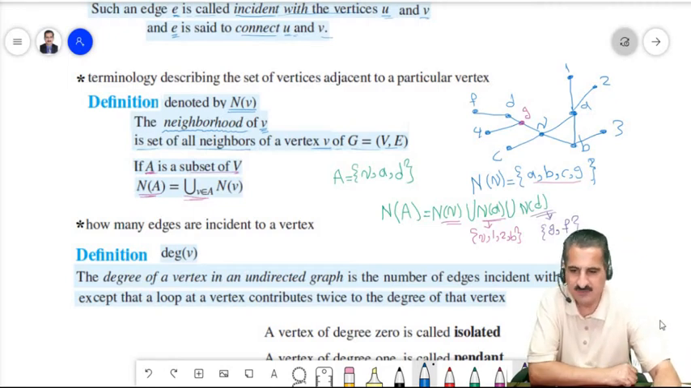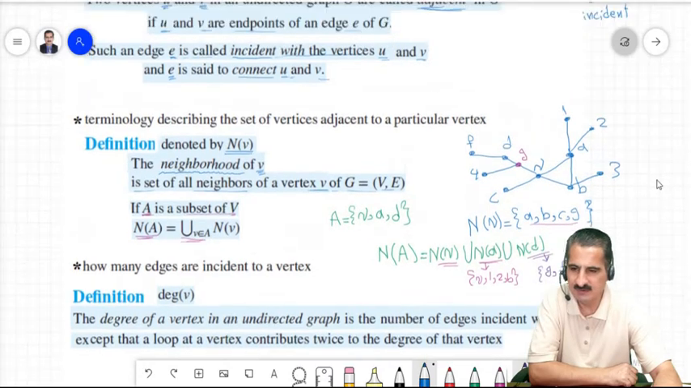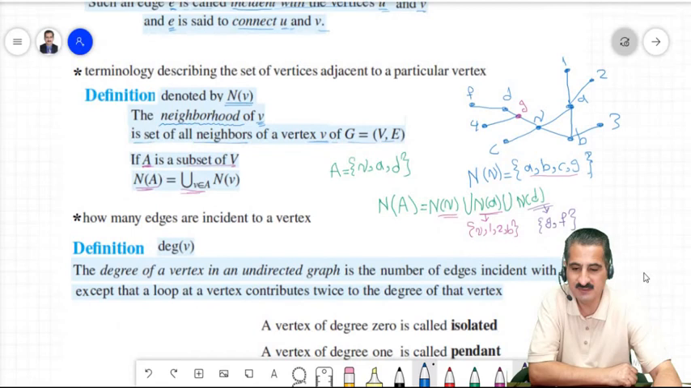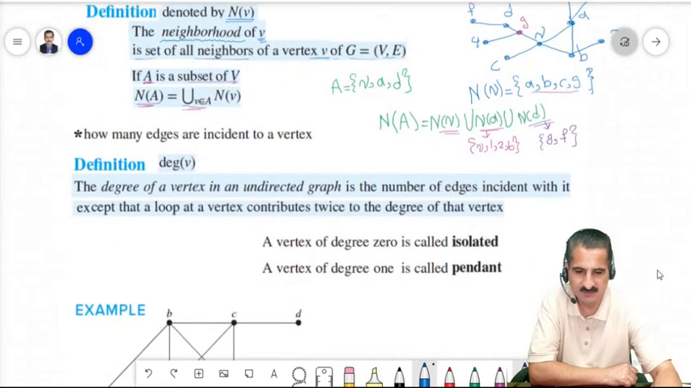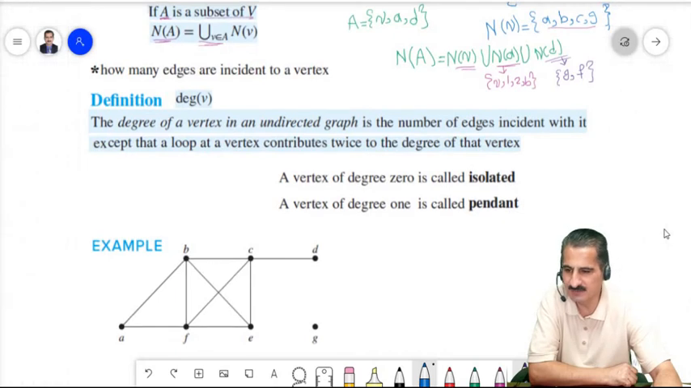Let's move to more terminology. So far we have seen a neighbor, an edge connecting, an incident edge, and adjacent vertices. These are the terminologies of this section. Now we will go to a new definition about the degree of V.